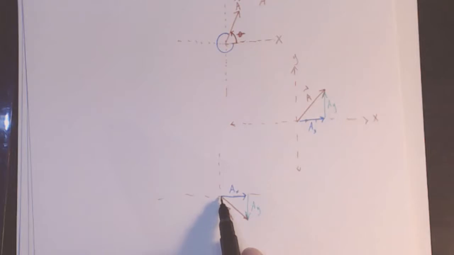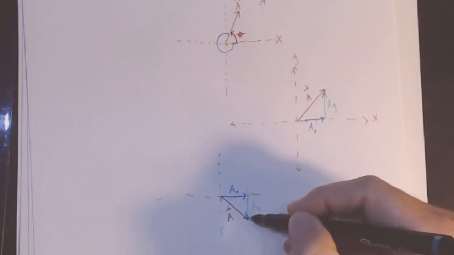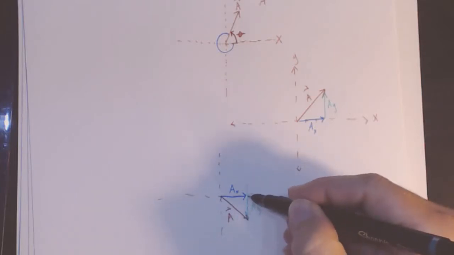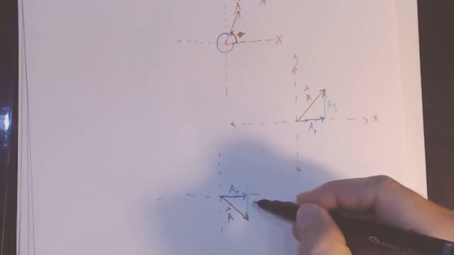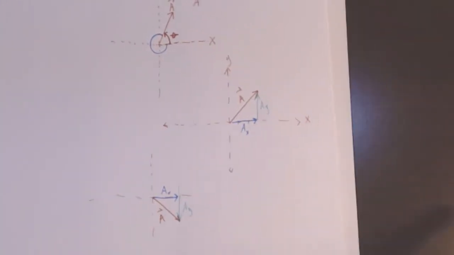I go from the tail until I reach the point where the head of the vector is perpendicular from that x direction, straight out perpendicular from it. All right.